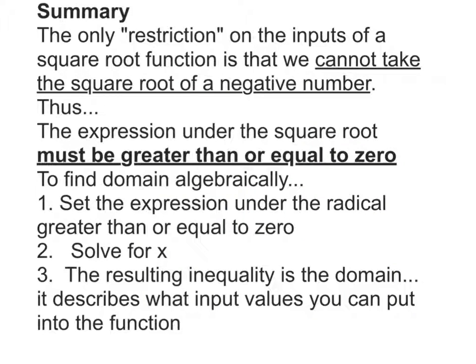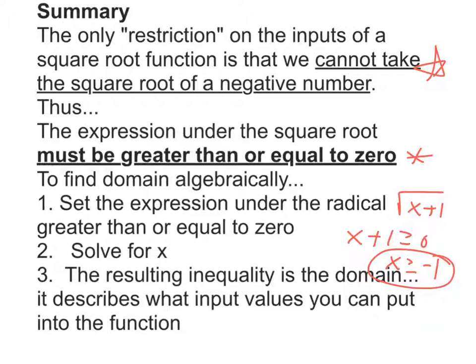So here's our summary of what we learned during this video. The only thing that makes a difference on the domain of our square root function is we cannot take the square root of a negative number. So whatever's under the square root can't be negative. It must be bigger than or equal to 0. So what we do is we take whatever's under the square root and we set that bigger than or equal to 0 and we solve. And our resulting inequality is our domain.